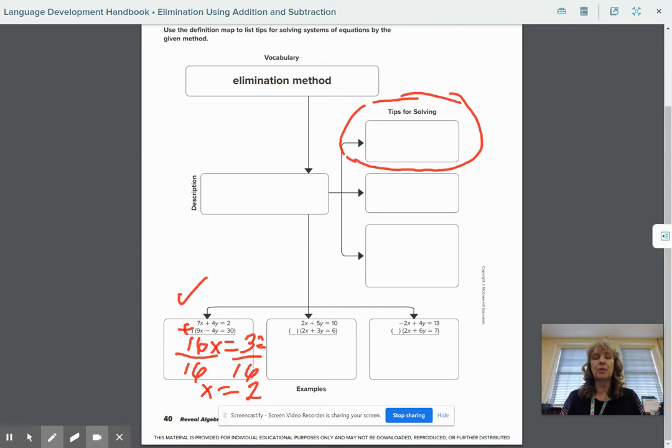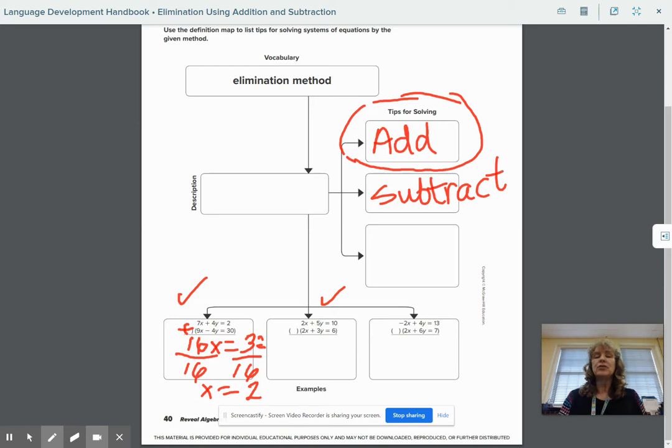In this case, it was the y. Our next tip involves subtracting, because you should notice your first tip is you can add them together. Your second tip is subtract. Now you need to be a little bit more detailed when you fill in these boxes. Don't just write add and don't just write subtract, because you have to really understand what this means.